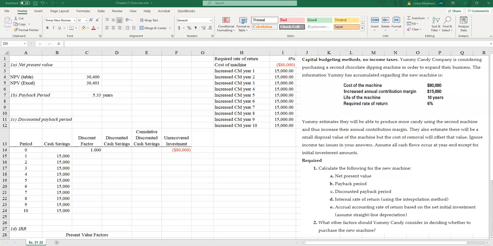So now in order to take the discounted payback period, we are going to have to discount each and every cash flow back to the present value, or to period 0, time 0. And then we will compute how long it's going to take us to get back our unrecovered investment.